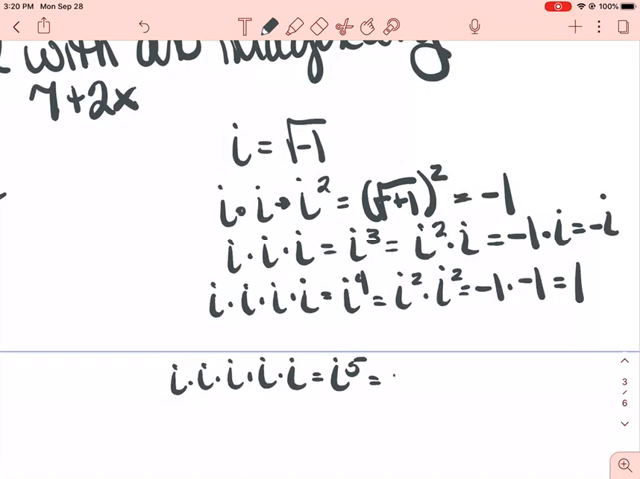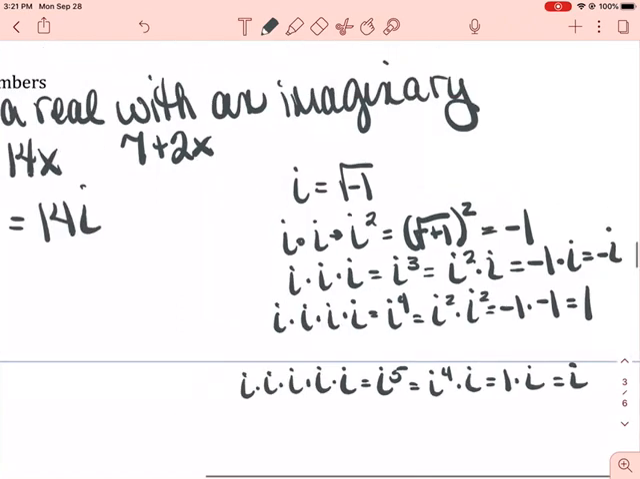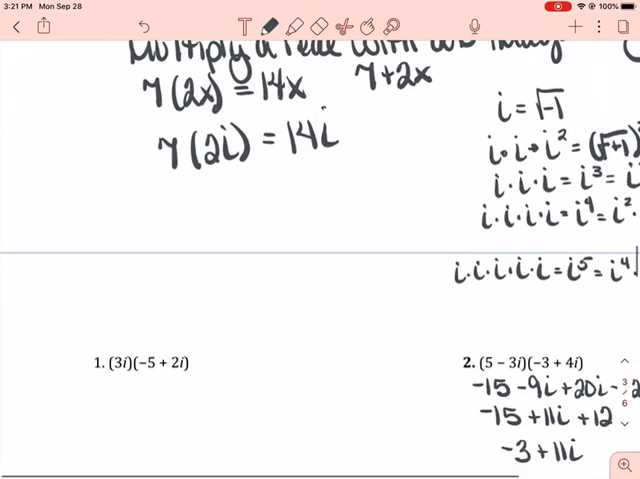i to the 5th, which is just i to the 4th times i. Oh, i to the 4th is 1, times i, which is just i. We're back at the beginning. It's circular. After i to the 4th, it all comes back. i to the 5th is i, i to the 6th is -1, i to the 7th is -i, i to the 8th is 1. It makes a big circle.